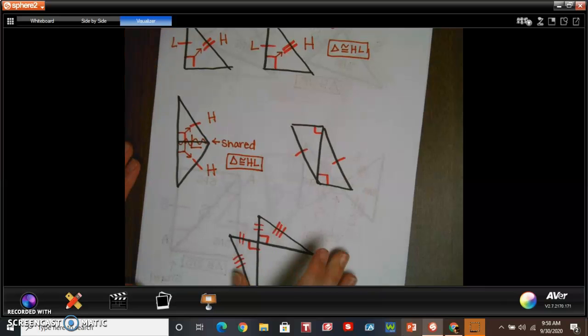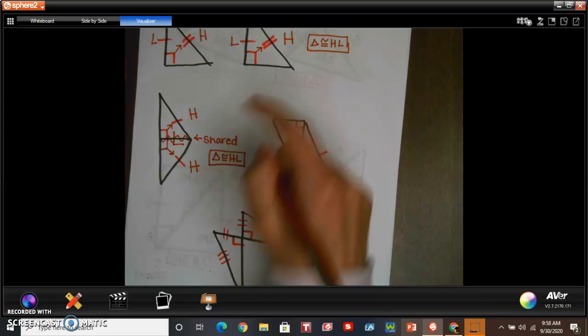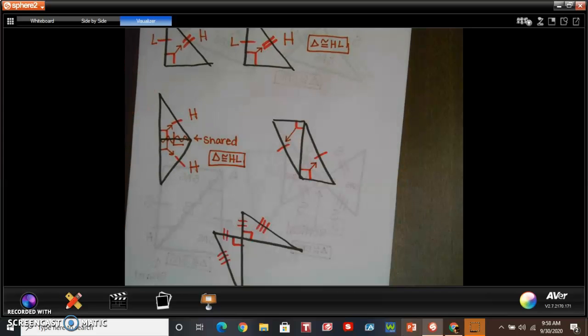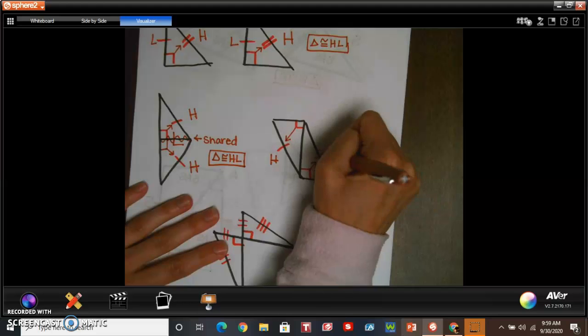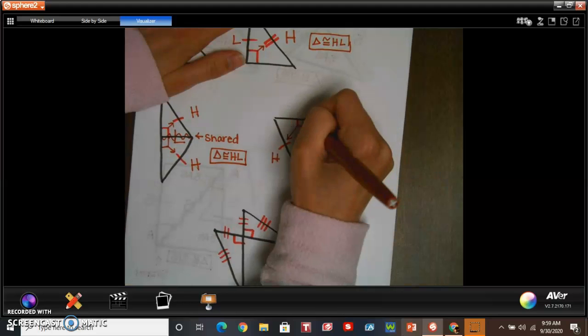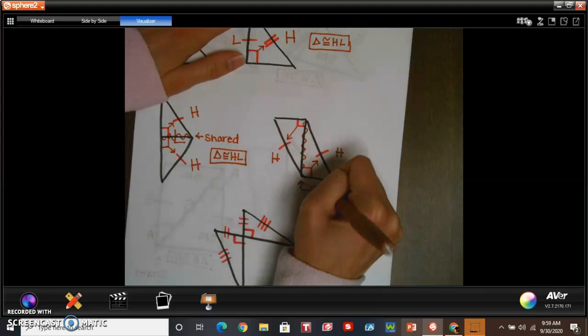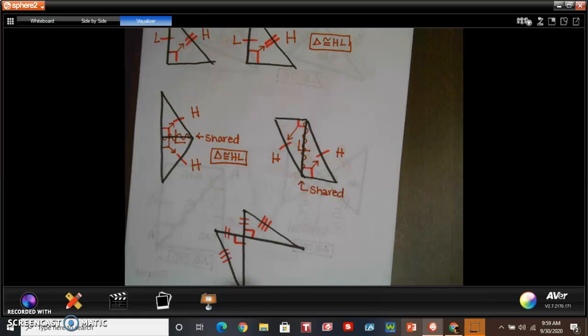Okay, let's do another example. Look at this one right here. We have our boxes. So step 1, go across from your box and see if they match. Okay, they both have 1 dash mark, which means they match. So we're going to label it H. All right, and then next I notice, oh, we have another shared side. So if it is shared, remember, it's L.